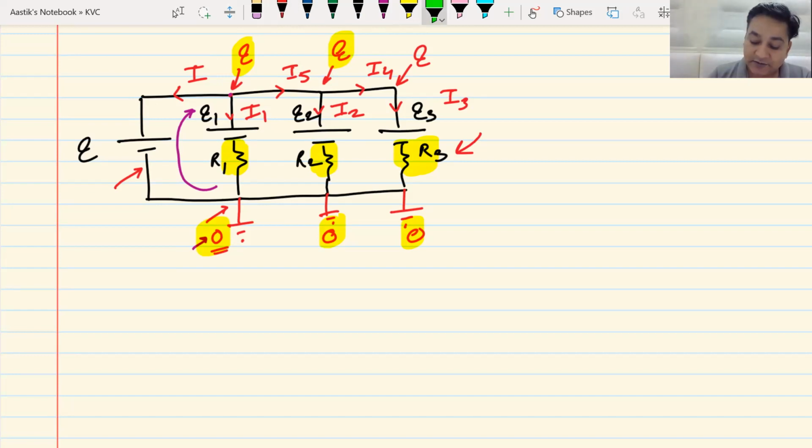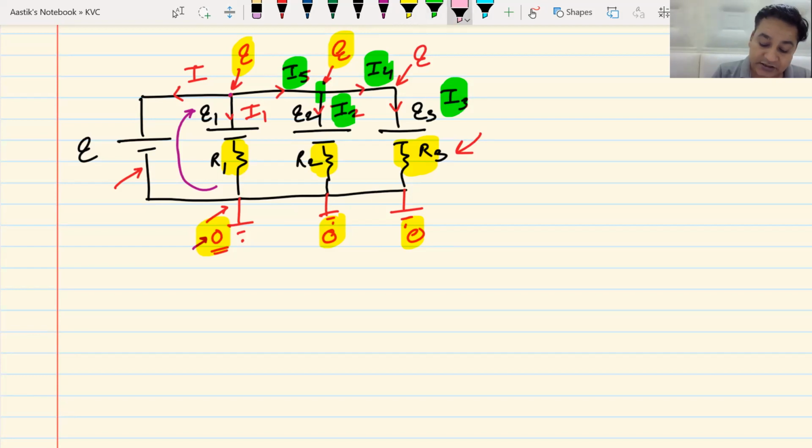Now, if you look at the value of this, I4 and I3 are same. Yes or no? I4 and I3 are same, right? Now, if you look at this junction, I5 will be equal to I4 plus I2. Yes or no?